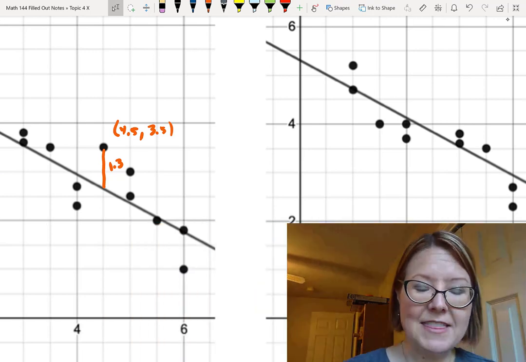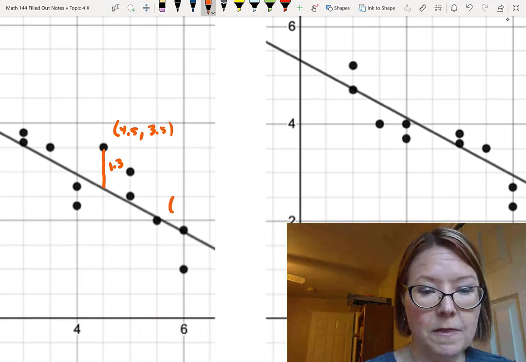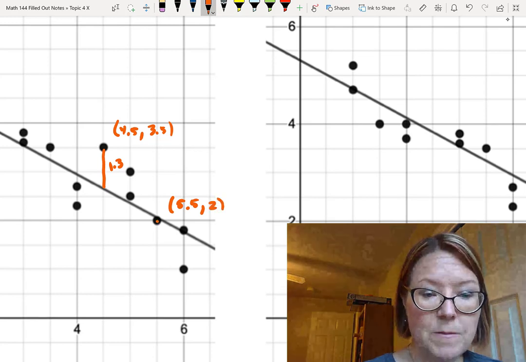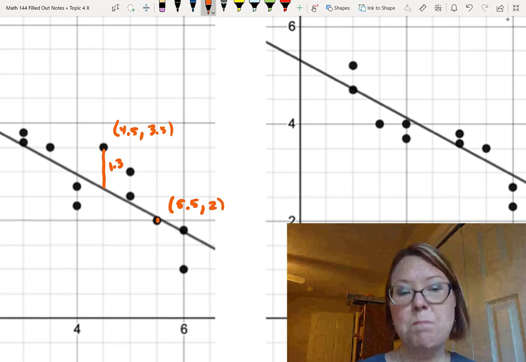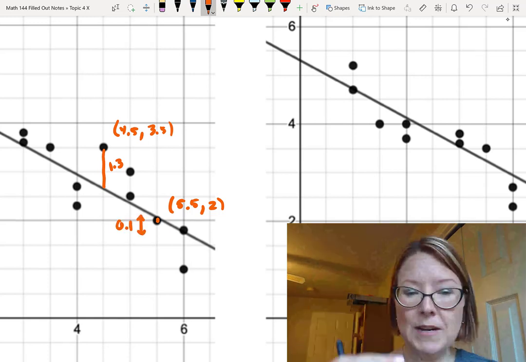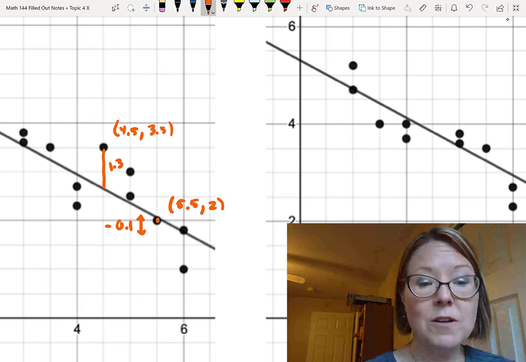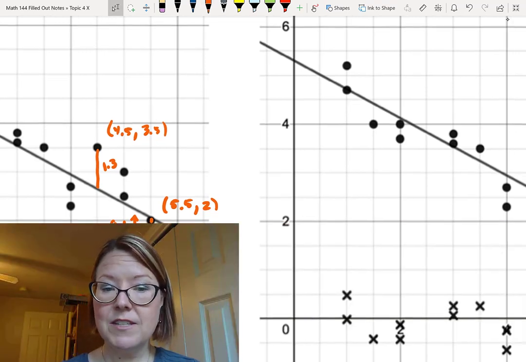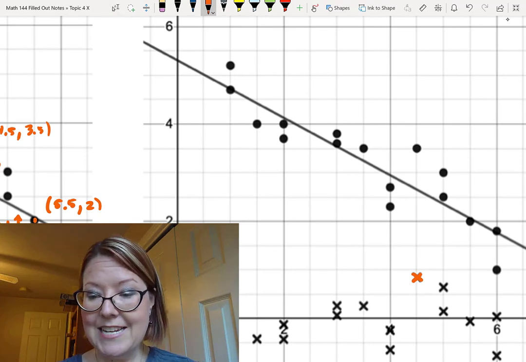Let's look at a point that is just below the line, the point 5.5, 2. The distance from this point to the line, there's barely any distance. It's maybe 0.1. And because the point is below the line, it's actually a residual of negative 0.1. If we move over to the second graph, we would expect to see the residual at 5.5, negative 0.1.